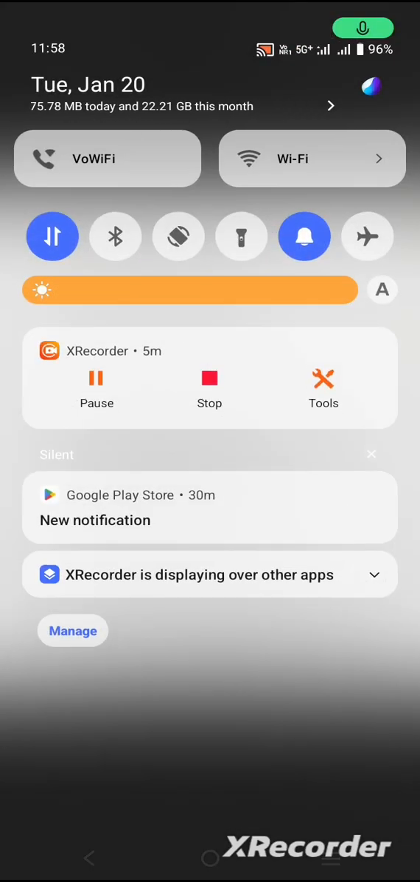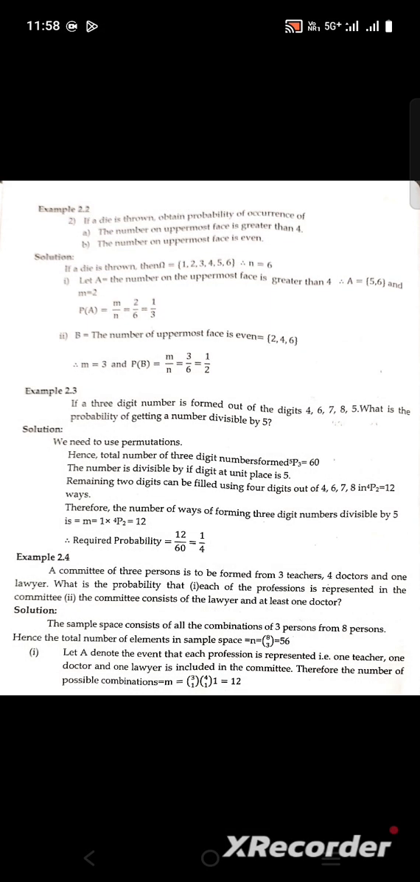And that is the probability, equal to 1/5.